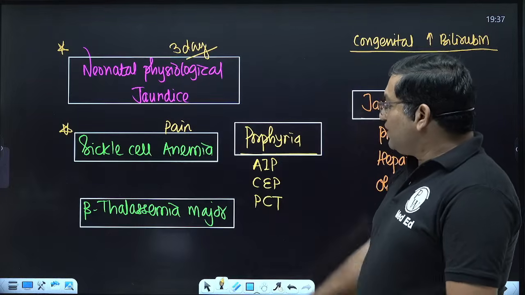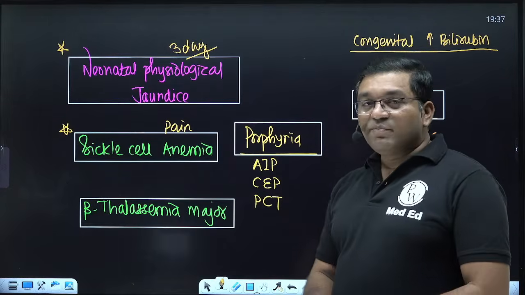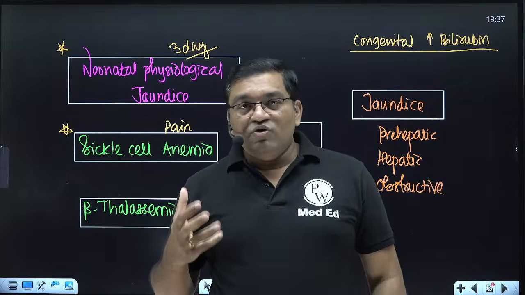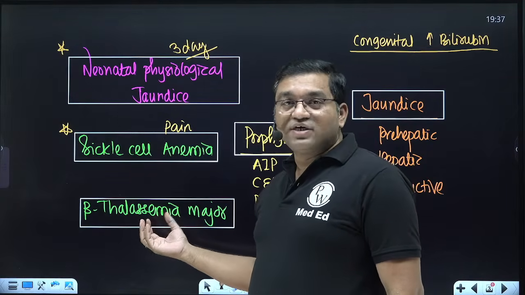Then we'll discuss beta thalassemia major, the important case where hepatosplenomegaly is there, and the typical facies because of abnormal hematopoiesis, where the bones are involved.